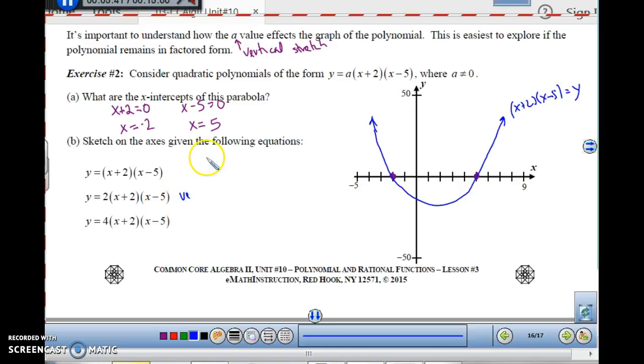All right, now 2 times x plus 2 times x minus 5, it's a vertical stretch by a factor of 2. We talked about vertical stretches before, so this is going to be a vertical stretch. So when you do a vertical stretch, what is affected? The x's or the y's? The y's are affected. So it's going to be a vertical stretch. It's going to narrow because the a value is greater than 1, so it's going to be narrow.